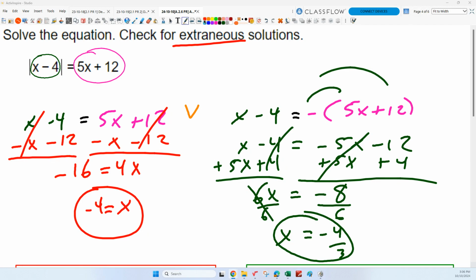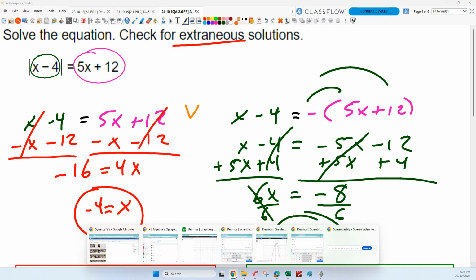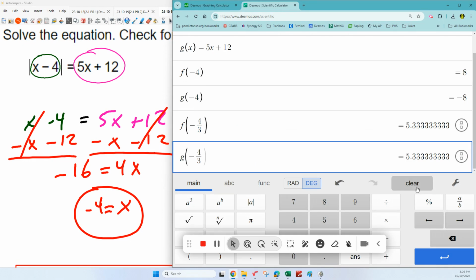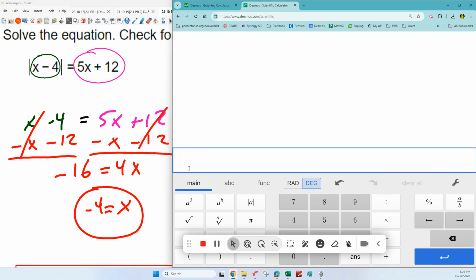So let's try this. We're going to get a little practice using Desmos, and you're going to do this in just a second. So if we go to Desmos, and if I want to check this thing, we know how to do this, right? I just set f of x equal to the expression to the left of the equal sign, g of x equal to the expression on the right. So f of x is equal to, everybody agree, it's just the absolute value of x minus 4. G of x is equal to plain old 5x plus 12. And then I'm going to plug in my solutions and see what works.